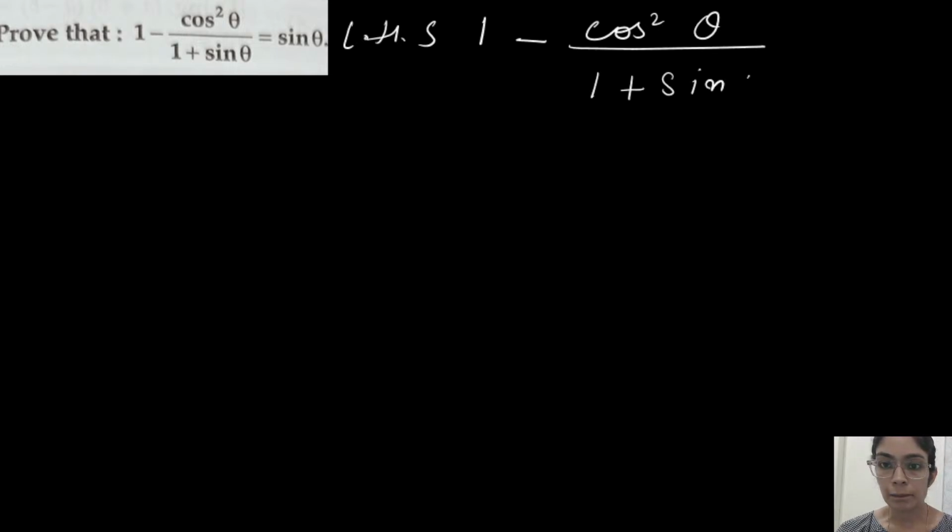So the left hand side of this question is (1 minus cos square theta) by (1 plus sin theta). So this thing we have to simplify and it should become equal to sin theta.